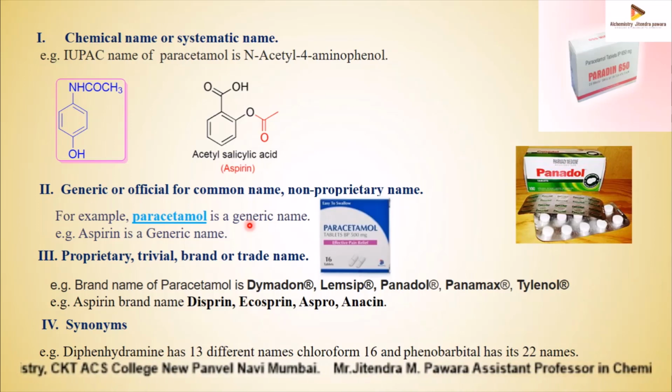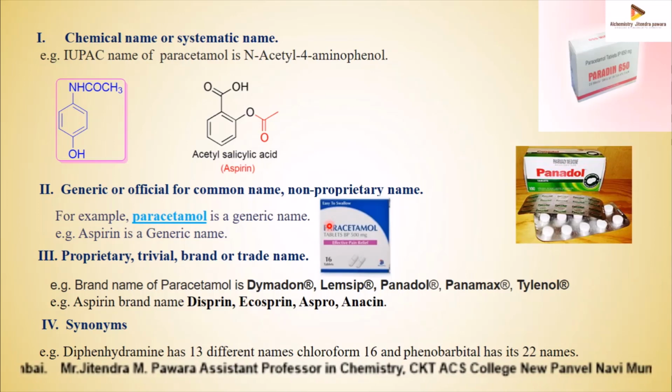The criteria for the generic or official name is that it should be simple, concise, and meaningful, but often it is not. The first letter is not capitalized. Here you can see that the first letter of a common or generic name is not in capital form, it is a small letter. P is a small letter, and for aspirin, I mistakenly did that, but this A should be a small letter.